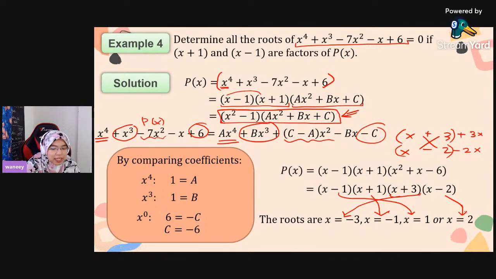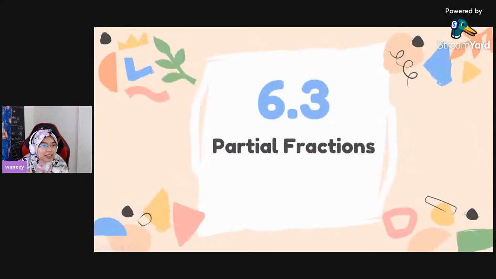Okay, so I think that's it for 6.2. So now we are going to continue with the partial fraction, 6.3. Okay, 6.3 partial fraction.